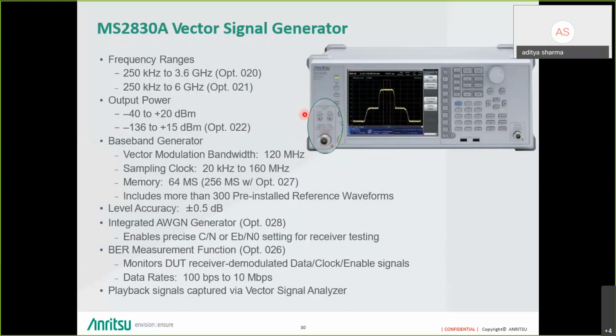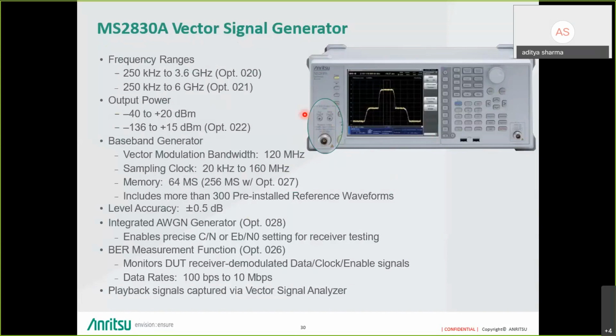So for the signal generator, if I talk about the frequency range, it starts from 250 kilohertz and goes to 3.6 gigahertz and 6 gigahertz. The output power is minus 40 to plus 20 dBm. With the option, we do have minus 136 as well. It's a baseband generator with a vector modulation bandwidth of 120 megahertz. That means your customer can generate a vector modulated signal with 120 megahertz bandwidth, with a sampling clock of 20 kilohertz to 160 megahertz, and a memory of 64 megasamples, right? And the accuracy is plus minus 0.5 dB. It's an integrated AWG generator.